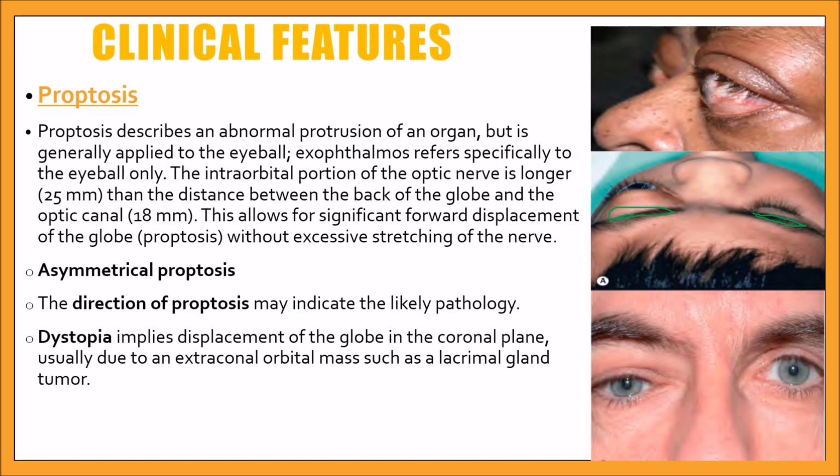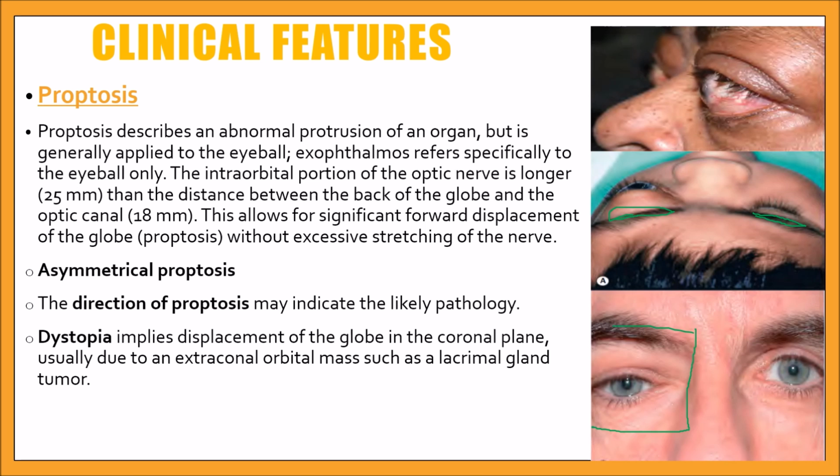such as a cavernous hemangioma or optic nerve tumors, causes axial proptosis, whereas extraconal lesions usually give rise to combined proptosis and dystopia, which implies displacement of the globe in the coronal plane, usually due to an extraconal orbital mass, such as a lacrimal gland tumor. As can be seen in the picture, there is displacement in the coronal plane. One eye seems lower than the other one.